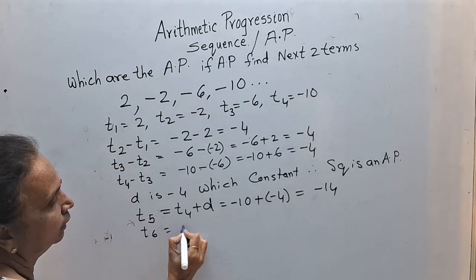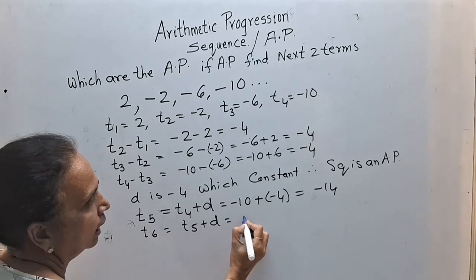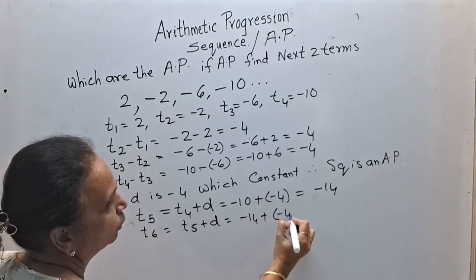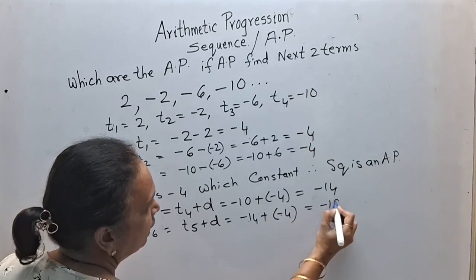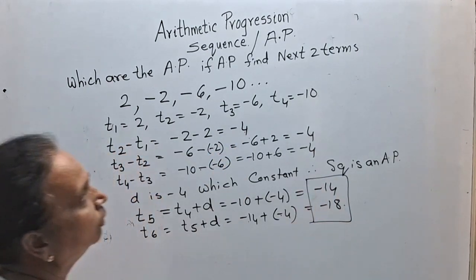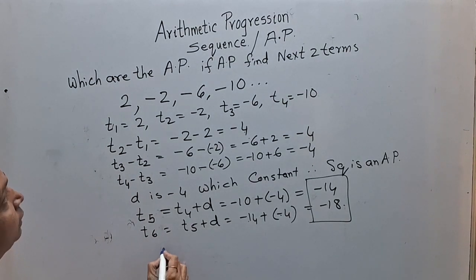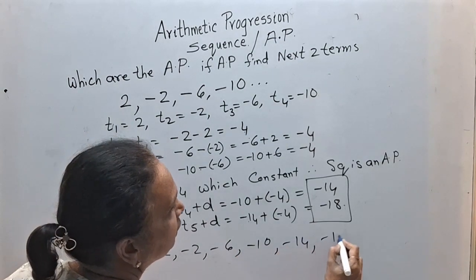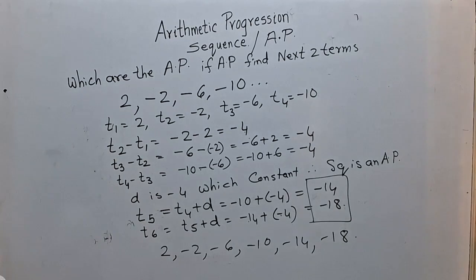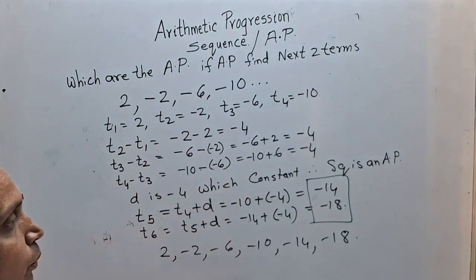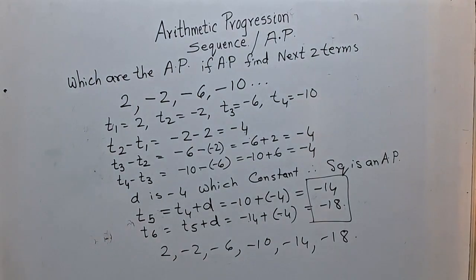Then T6 is T5 plus D. T5 is minus 14 plus the common difference, minus 4. Both are minus, so you do plus with a minus sign, that is minus 18. So which are the next two terms? Minus 14 and minus 18. So this is how the sequence is: 2, minus 2, minus 6, minus 10, minus 14, minus 18 is the given sequence. So this is how usually the question comes: check whether it is an AP and find the next two terms. So we have found this. One more sum, we will try to do.